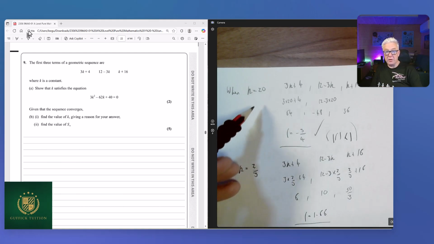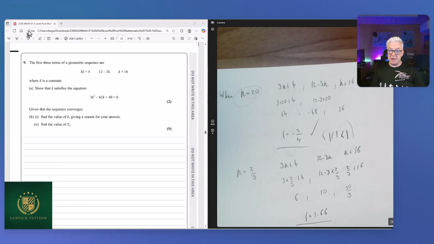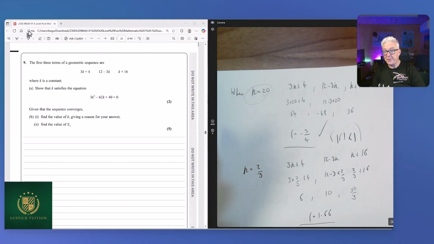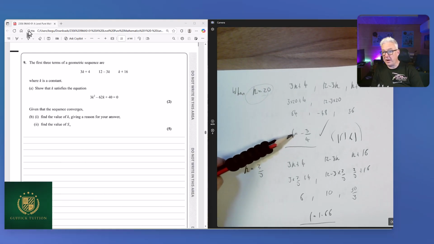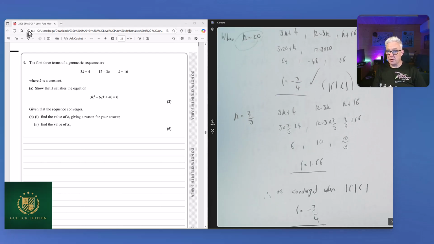So even though the value of k is 20, the value of r that you get when you sub into the sequence is what we need. Now you probably could just go straight away and say, okay, it must be this one. But just in the interest of completeness, I've checked with the other one.